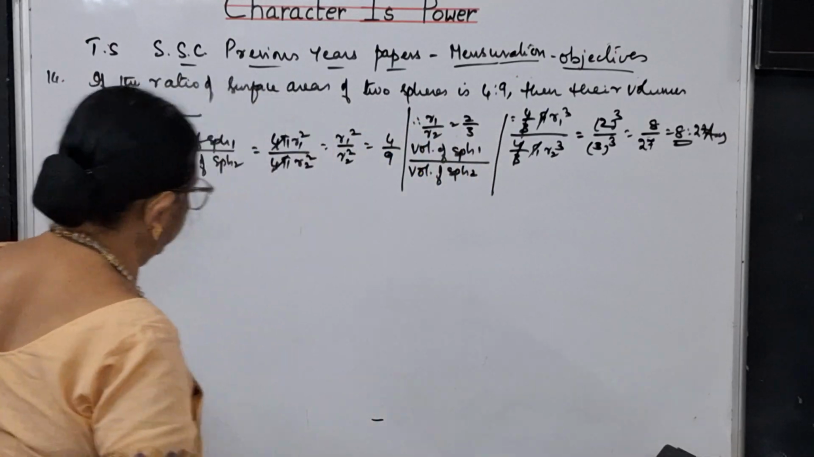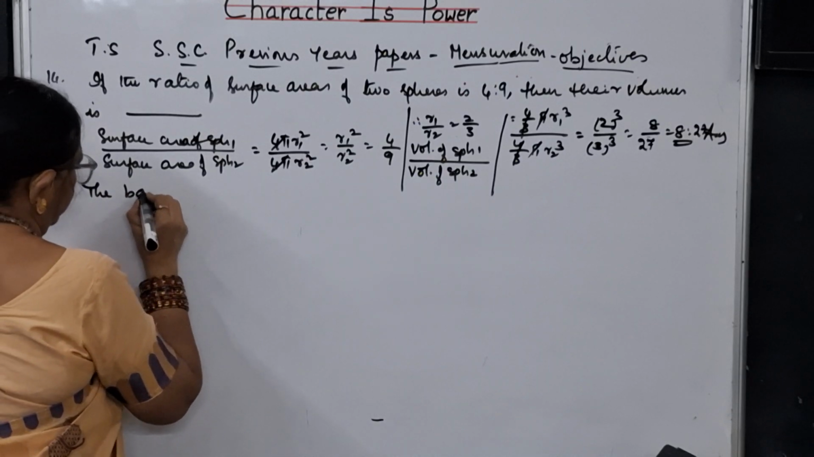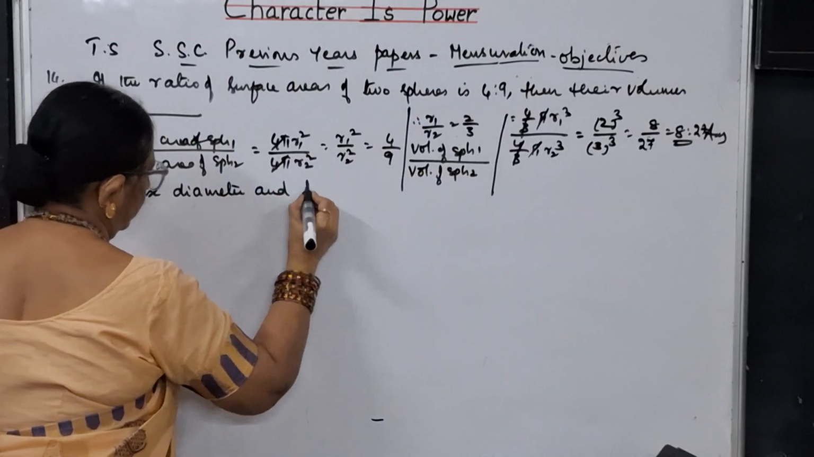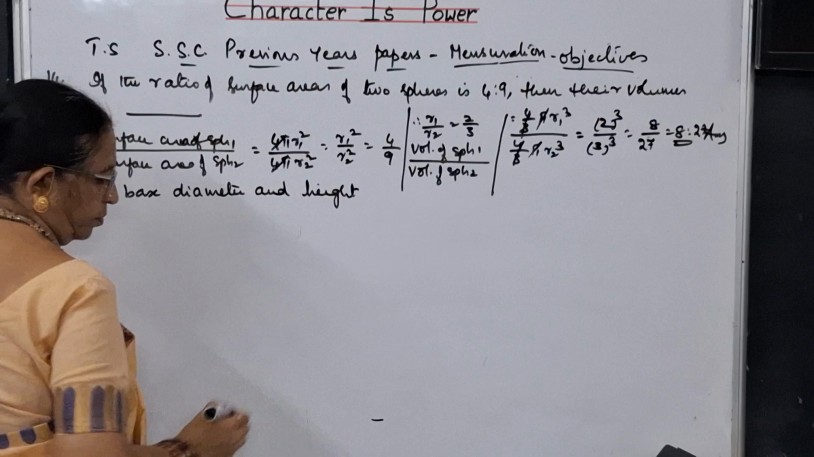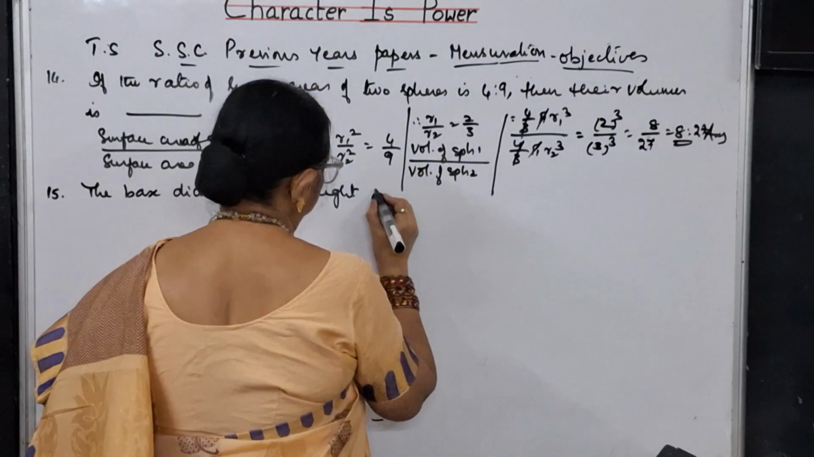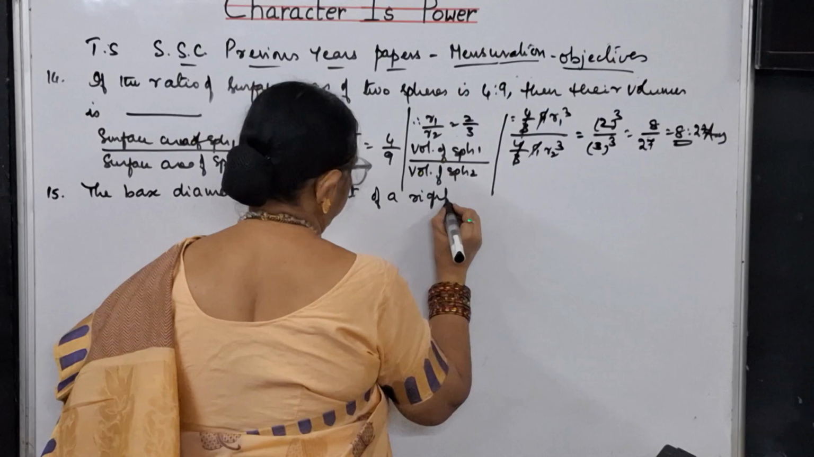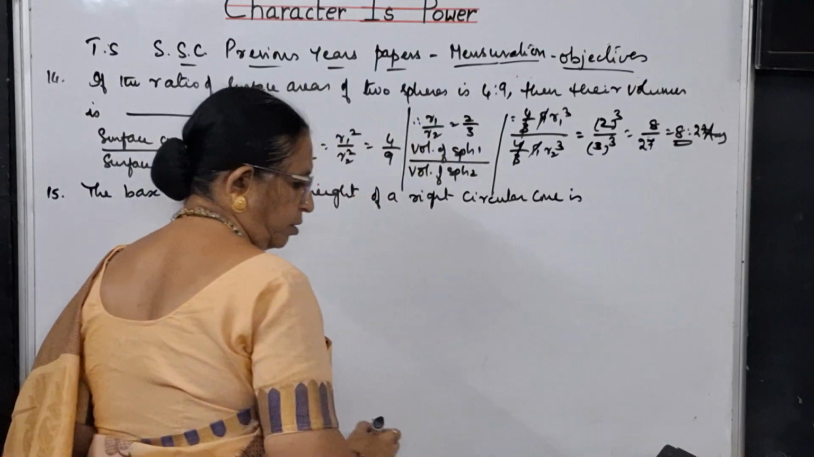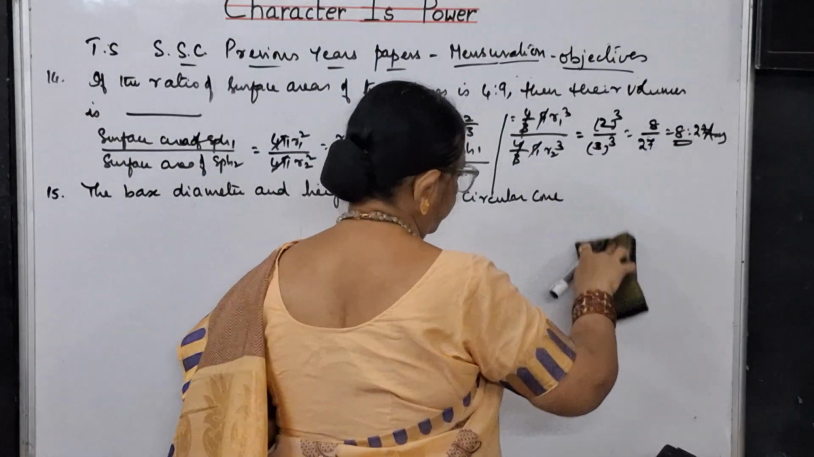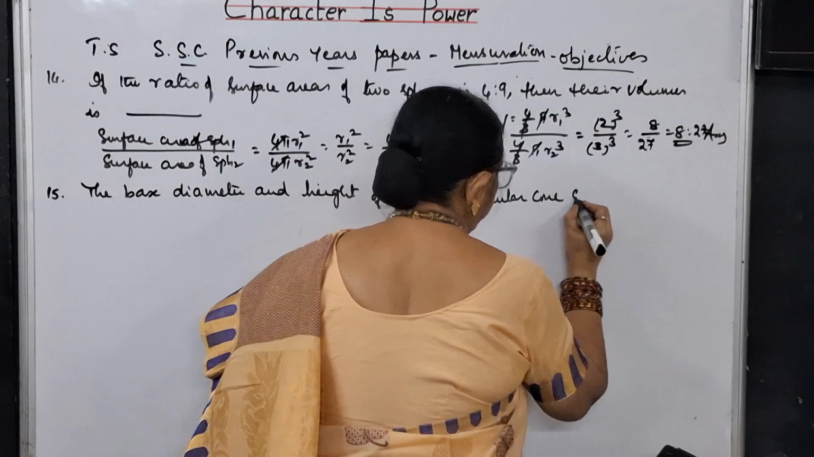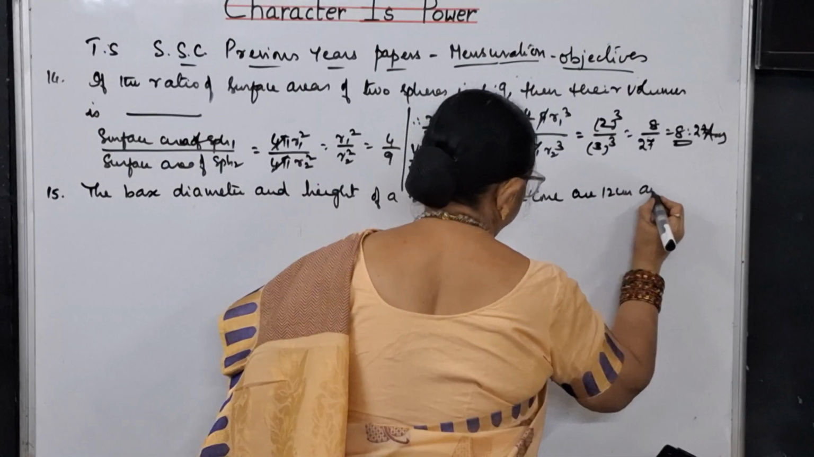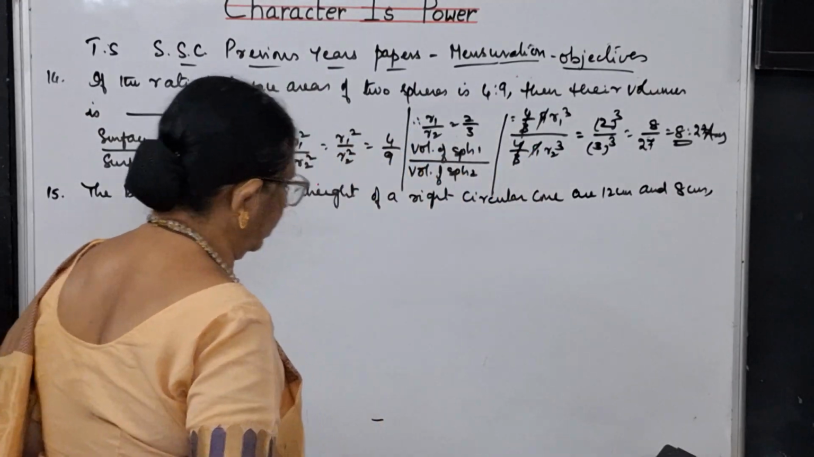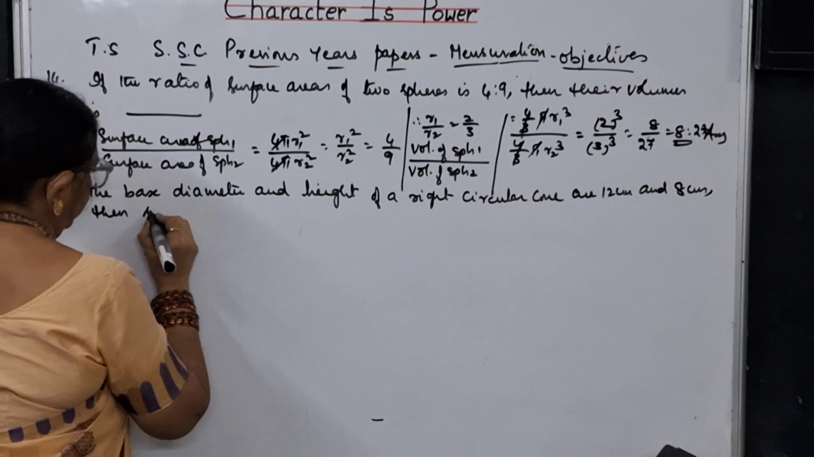Now the next one. The base diameter and height of a right circular cone are 12 centimeters and 8 centimeters. Then slant height is dash.